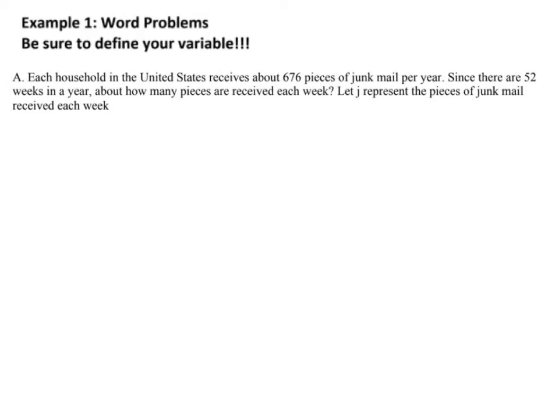Example 1. Each household in the United States receives about 676 pieces of junk mail per year. Since there are 52 weeks in a year, how many pieces are received each week? Let J represent the pieces of junk mail received each week. Well, this one is nice enough to tell us what to define our variable as. So let's take a minute to jot that down and say J is junk mail per week.